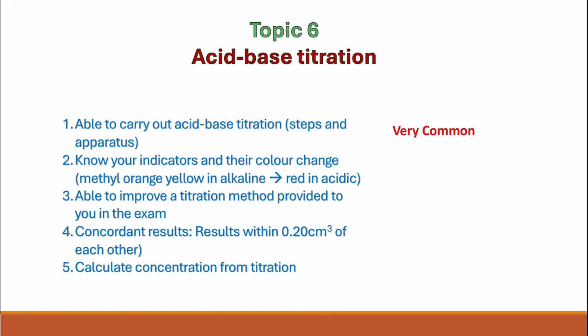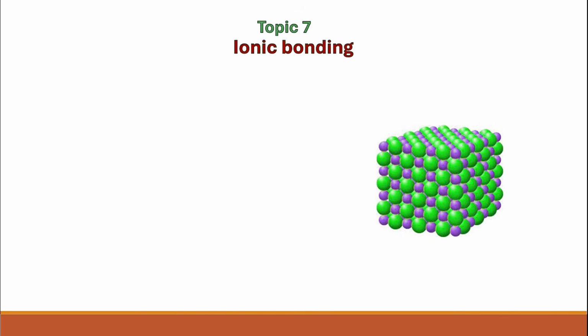Remember the concordant results, which are the results within 0.2 cm³ of each other, when they give you the volume of the titrant or the volume for the titration. So you only use concordant results, which are within 0.2 cm³ of each other. Calculate the concentration from titration. Of course, this is a typical question in your exam, and you will see one in your exam.